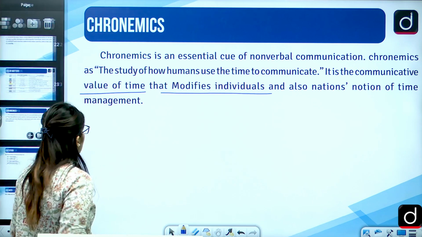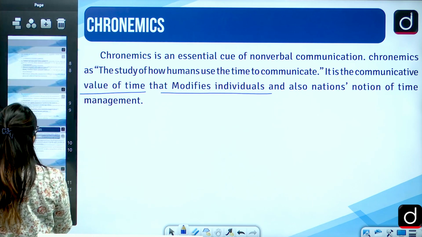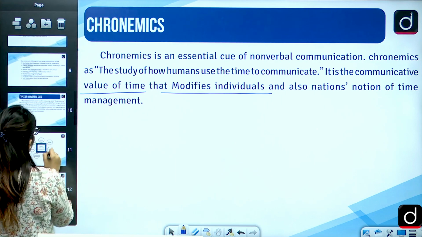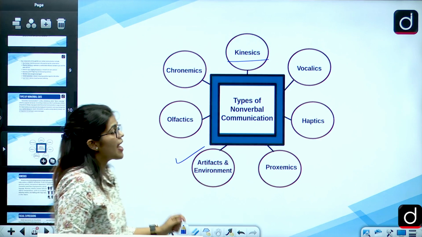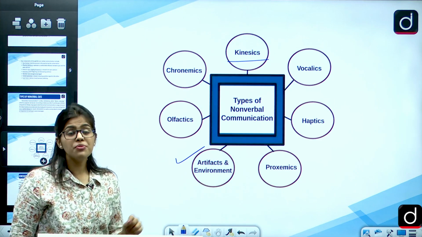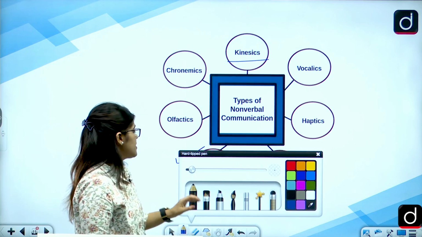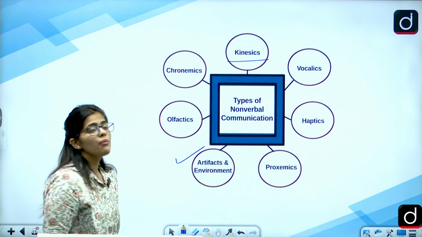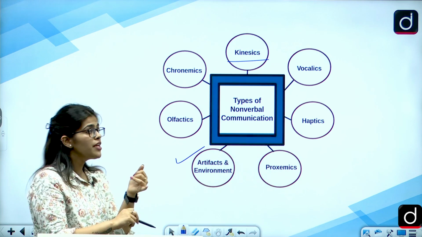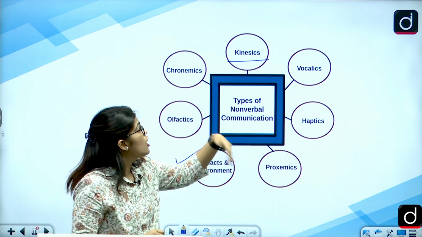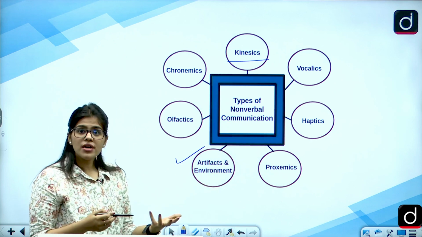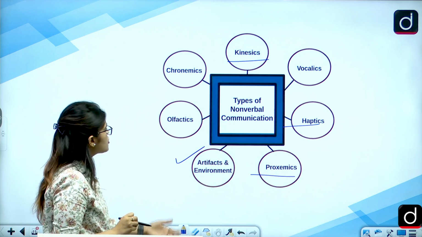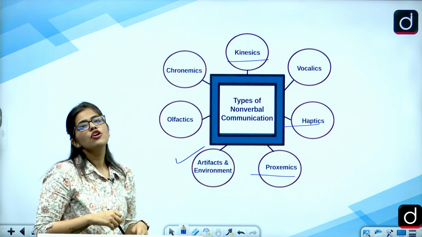So let us quickly revise what we have done. So till now we have discussed different non-verbal communication. Non-verbal communication is the communication that is attached with your verbal communication, but it holds more importance than the verbal part. The different types of non-verbal communication can be the study of your bodily movements like kinesics, vocalics, haptics, proxemics, that is the study of space, haptics, that is the study of your touch, artifacts, olfactics and chronemics.